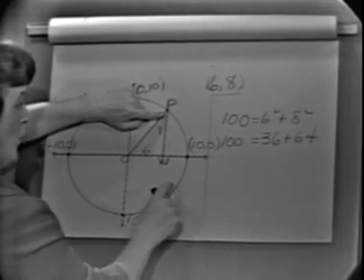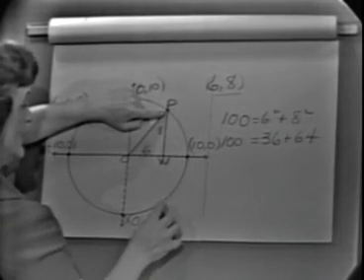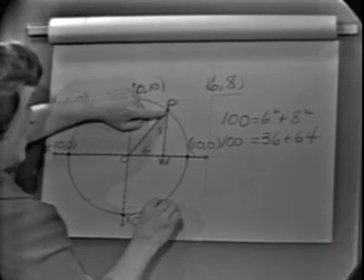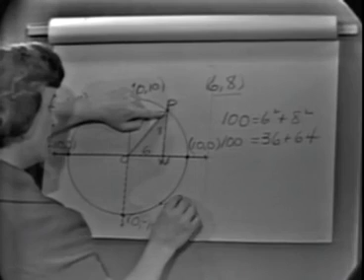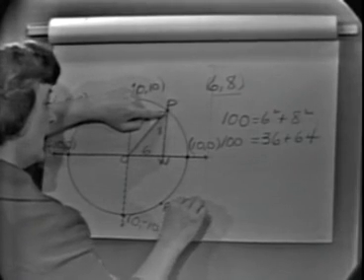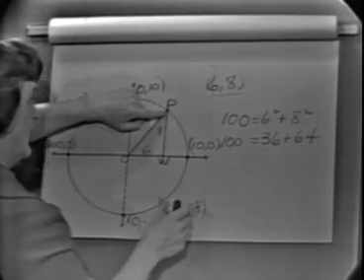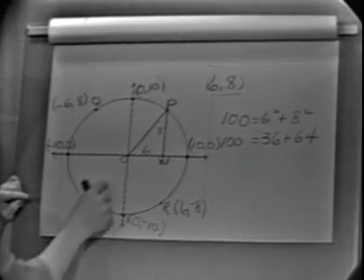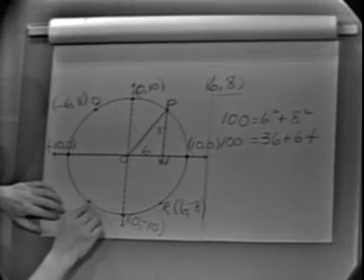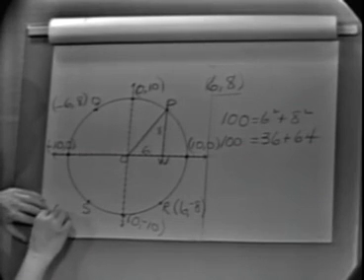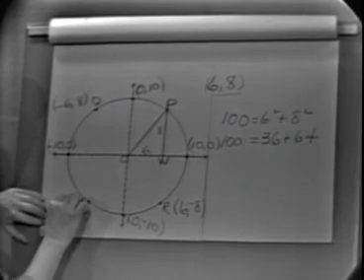One symmetric to the horizontal axis, let's call R, would have coordinates 6, negative 8. And one which is symmetric with respect to the origin, we'll call S, will have coordinates negative 6, negative 8.